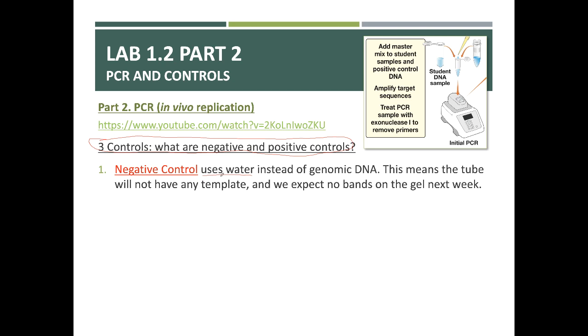And what we're going to do is use water instead of the genomic DNA that we had in that tube after the DNA isolation. We're just going to use water, no DNA. So we would expect no amplification of the DNA because there should be no DNA in there. But if we do get a band in the gel next week on the negative control, that tells us that we had some sort of contamination somewhere. So it's an incredibly important control. If you don't do it, you really can't trust your results later on.